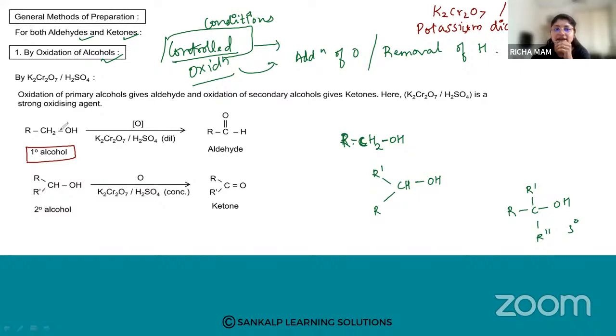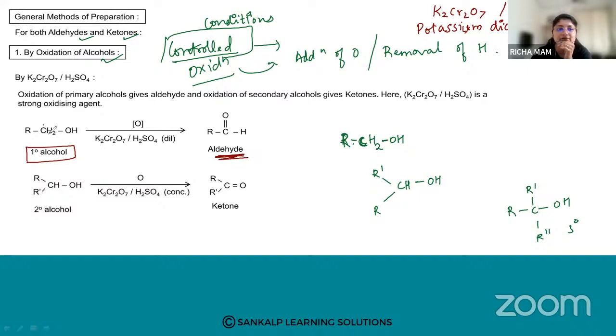We are going to get an aldehyde. Either we can remove hydrogen or we can add oxygen. So depending upon that, what are we going to get? We are going to get an aldehyde.